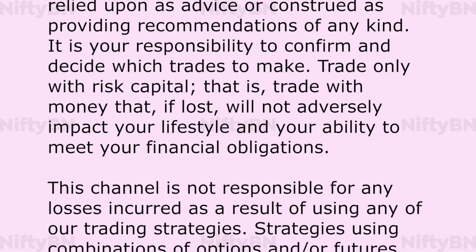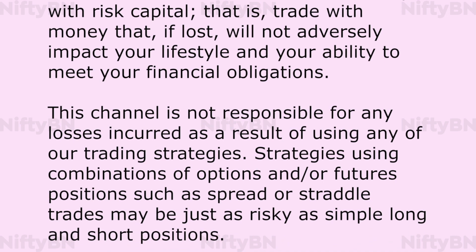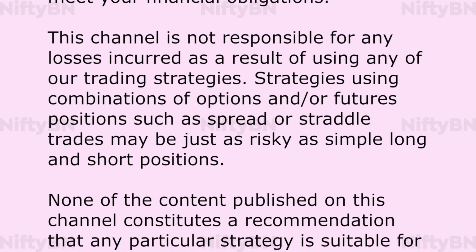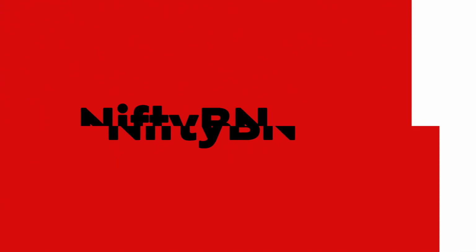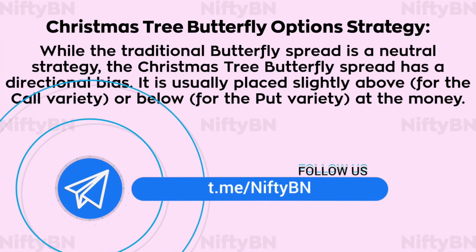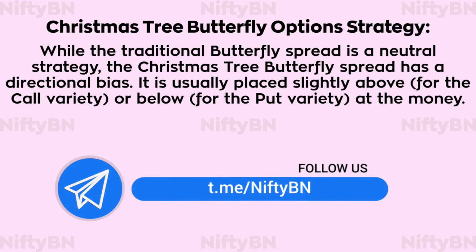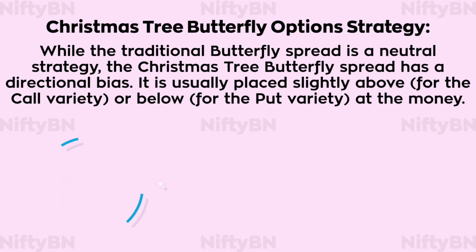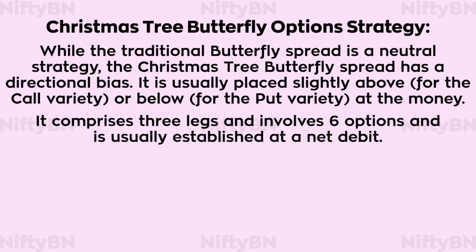In this video, we would be looking at a variation to the traditional butterfly option strategy, known as the Christmas tree butterfly. While the traditional butterfly spread is a neutral strategy, the Christmas tree butterfly spread has a directional bias. It is usually placed slightly above for the call variety or below for the put variety at the money. It comprises three legs and involves six options and is usually established at a net debit.